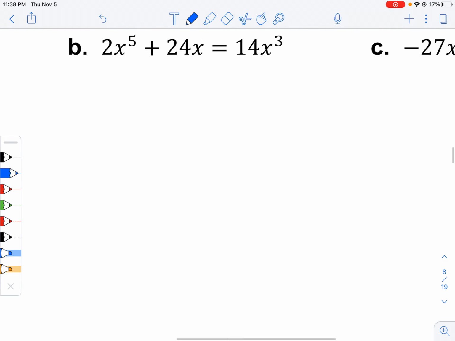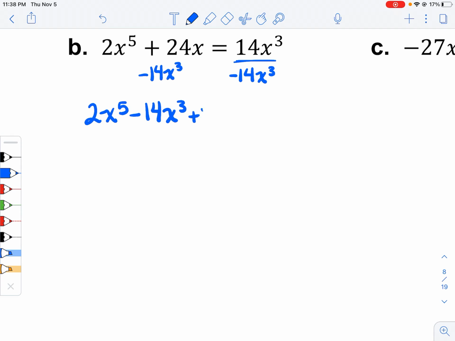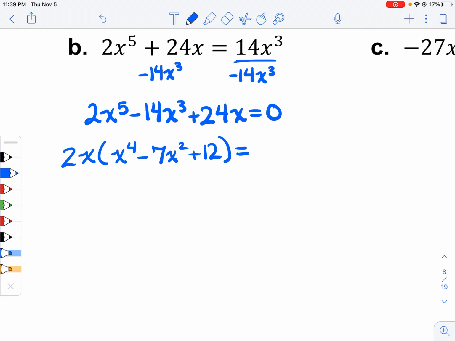Part B here, we're going to do the same thing, but before you get started, you need to make sure that this is equal to 0. So subtract 14x to the third from both sides. And then more specifically, I want you to put this in standard form. So it should go in front of the 24x, but behind the 2x to the 5th. So we have 2x to the 5th minus 14x to the third plus 24x equals 0. Now we can pull out a 2x. So you're left with x to the 4th minus 7x squared plus 12 equals 0.